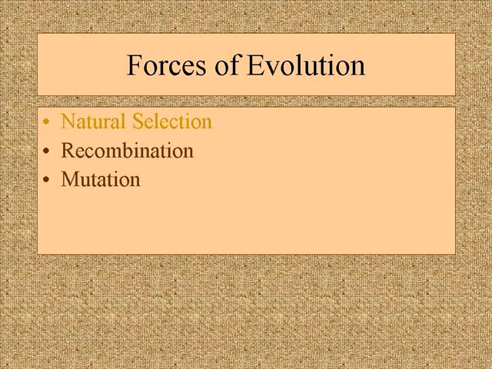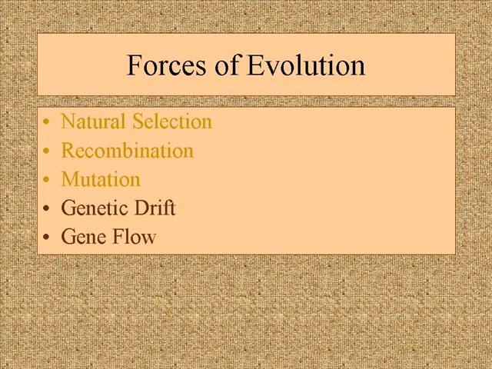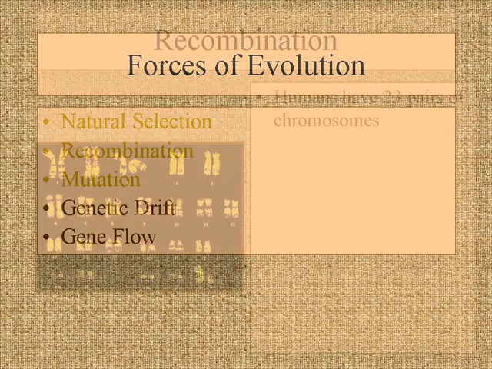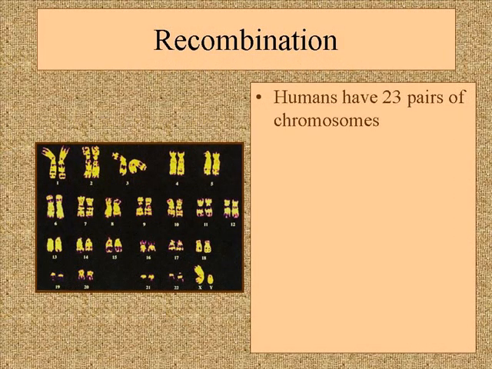And we can think about this at 2 levels. We can think about it at the individual level as the source of the new variations that are coming about, and we can think about it at the population level. At the individual level, we'll be thinking about recombination, and we'll be thinking about mutation. At the population level, we'll be thinking about genetic drift and about gene flow. So let's start this discussion talking about recombination.